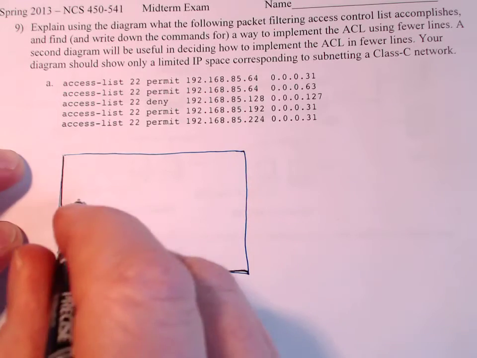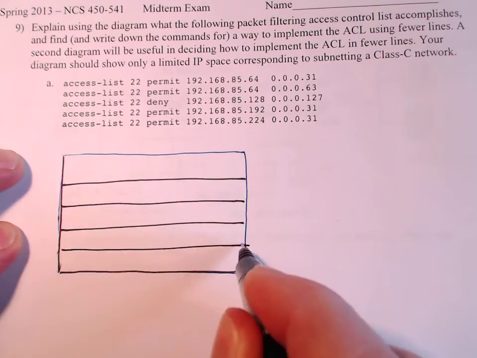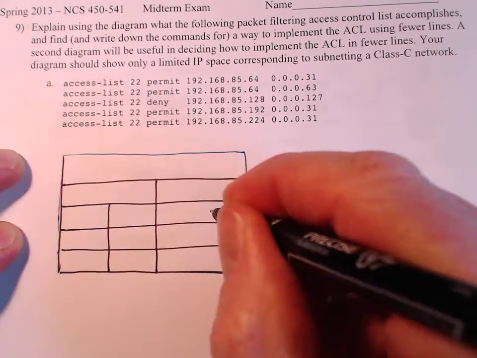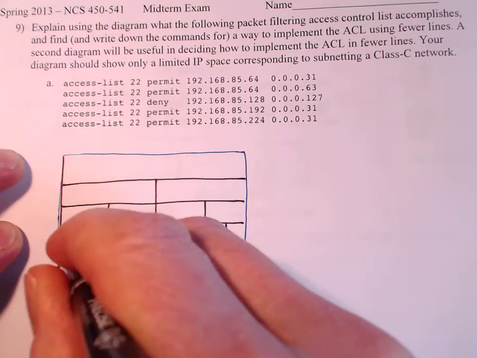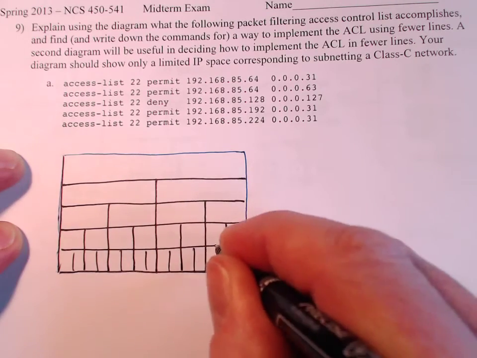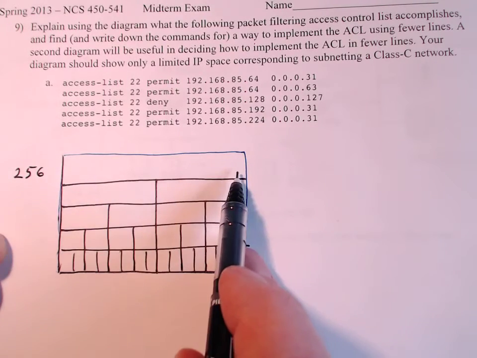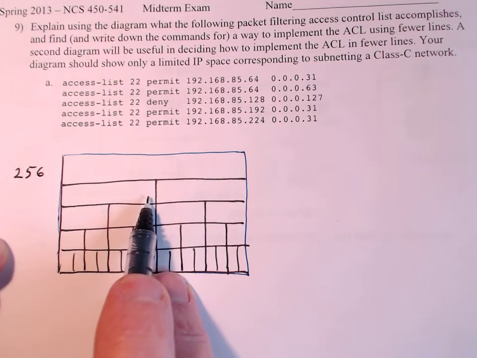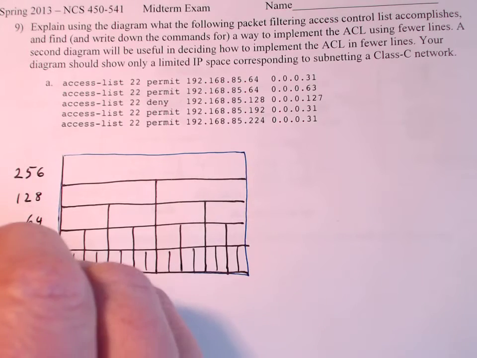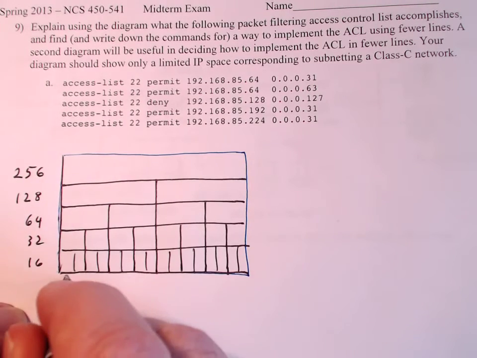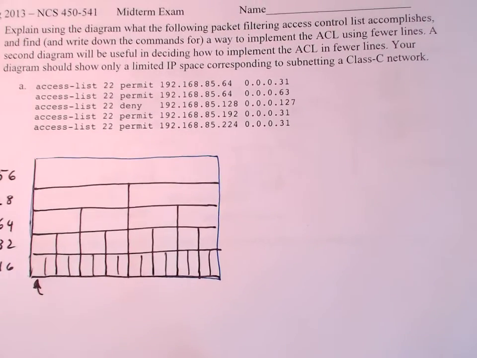Okay, and so what I'm going to do is make a sort of hierarchical divisions by power factors of 2, and I don't think I need this lower one, but here it is anyway. So this represents 256 IP addresses all the way across. Here's the first 128, here's the second 128, so this is a division into 128s, 64, 32, 16. So each of these little squares represents 16 IP addresses.